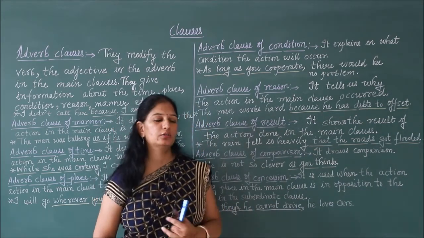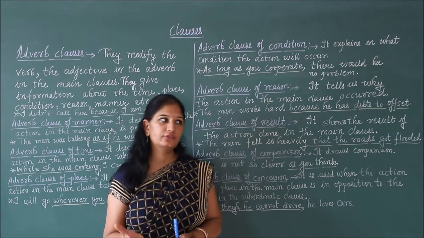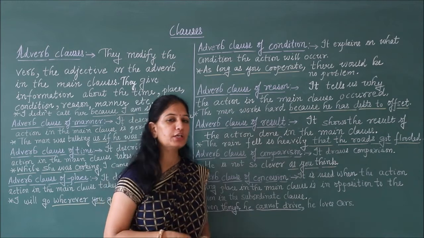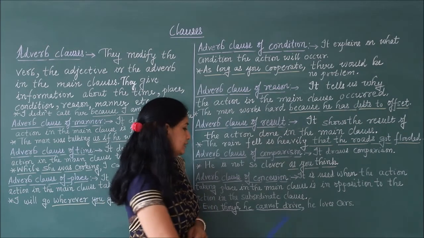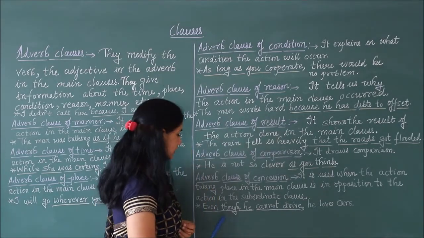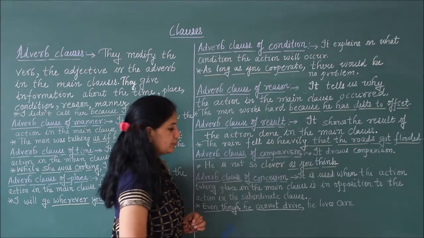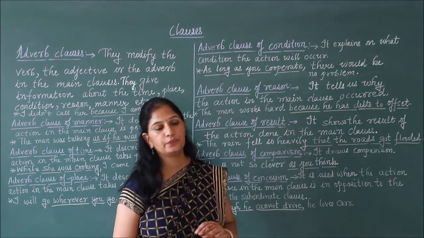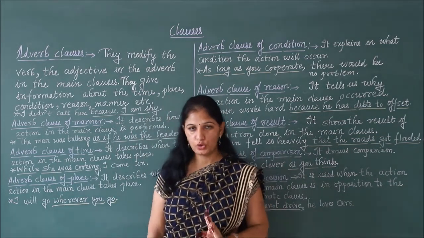मतलब उसको वो कार्स को लव करता है, लेकिन उसे चलाना, ड्राइव करना नहीं आता फिर भी. तो both these actions are in opposition to each other. So that's why even though he cannot drive, this becomes adverb clause of concession. So this was all about the adverb clauses.